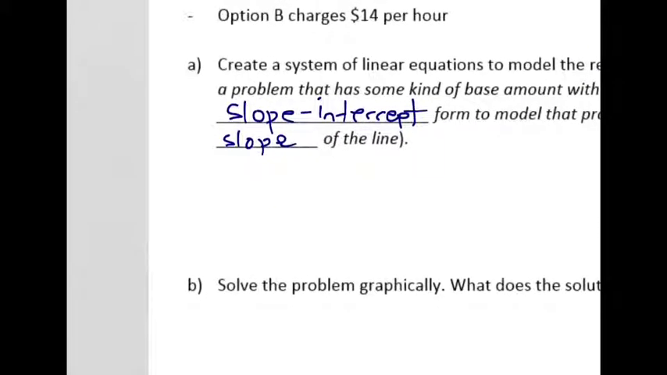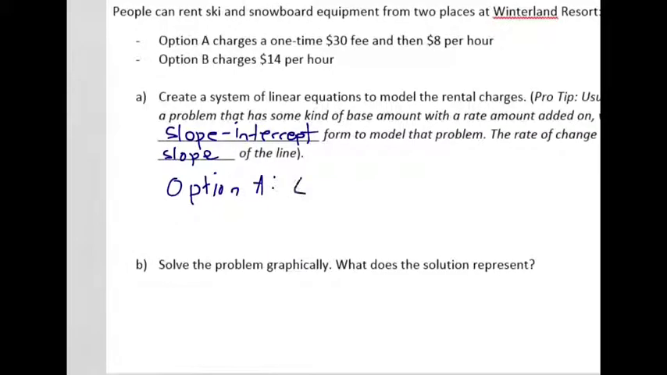Alright, let's think about option A here. The cost of option A, we'll represent that with C, is equal to $30 to start off with, plus $8 per hour, H. Right? That's an equation in slope-intercept form. The slope being 8, the y-intercept being 30.